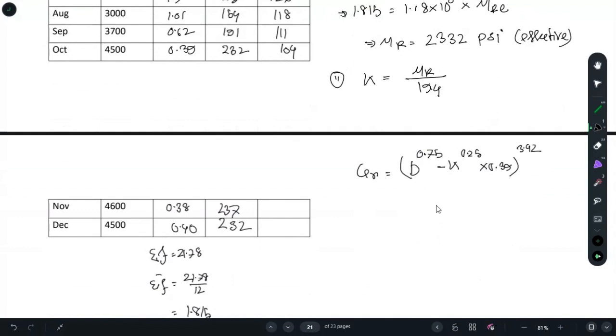Previously, I didn't calculate for November. Now I'll do that. 237, I'll get a value of 103. For the later one, I'll get a similar kind of value: 232, and get a value of 104.